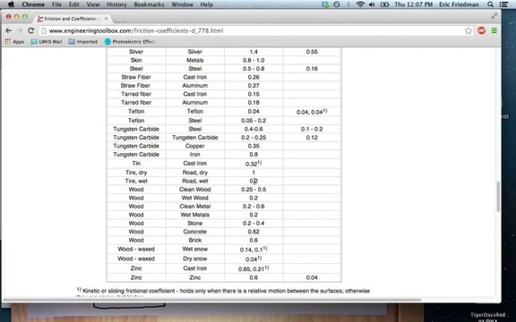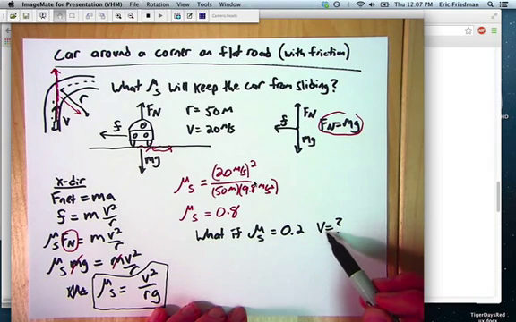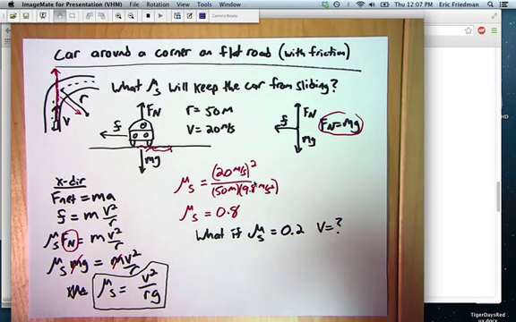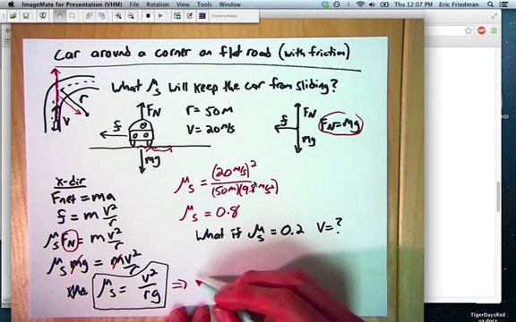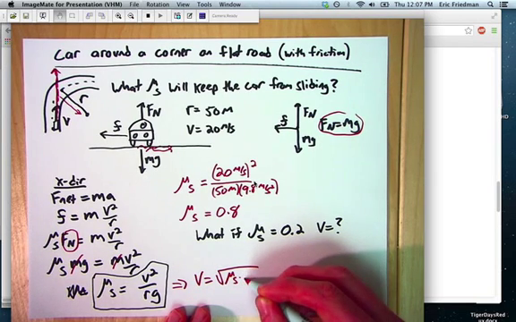Now, what we can also do is figure out, what if mu s was 0.2? Then what's your maximum speed? How fast can you go? Then what could your maximum possible speed be? Now all we have to do is take this equation and rearrange it a little bit to say v is the square root of mu s times r times g.